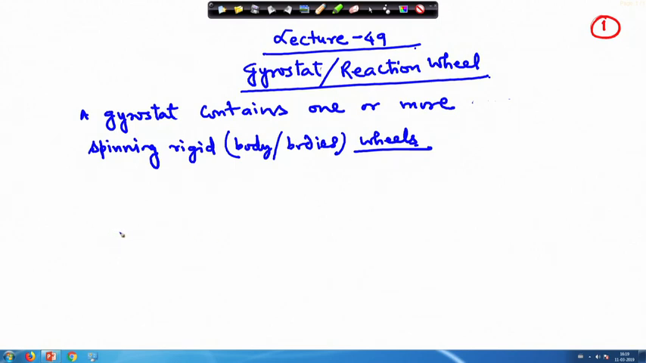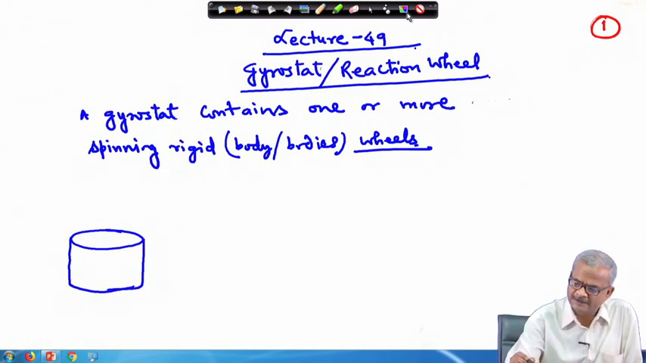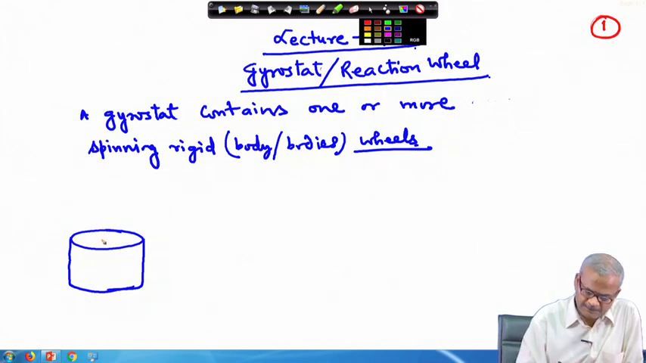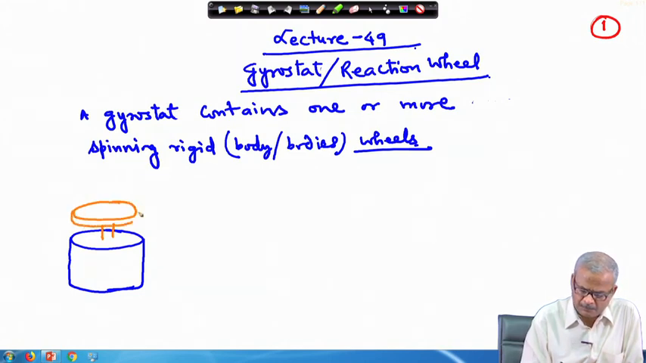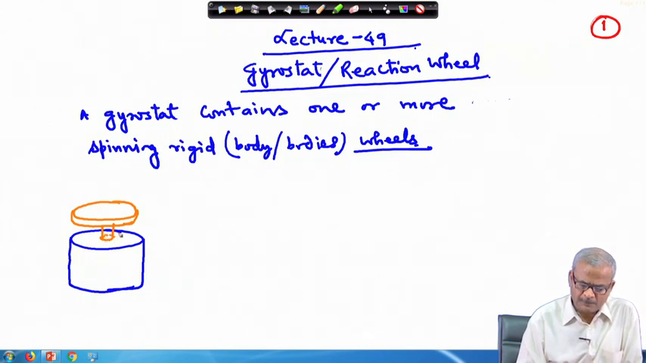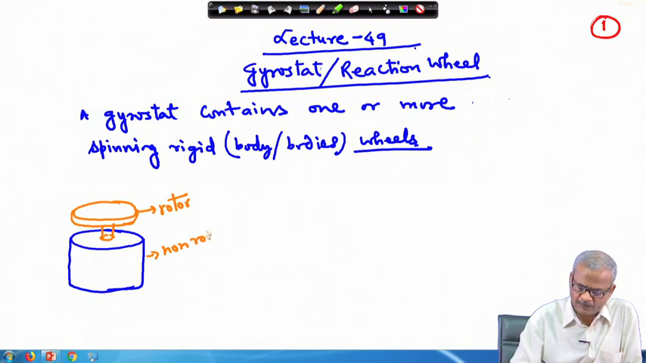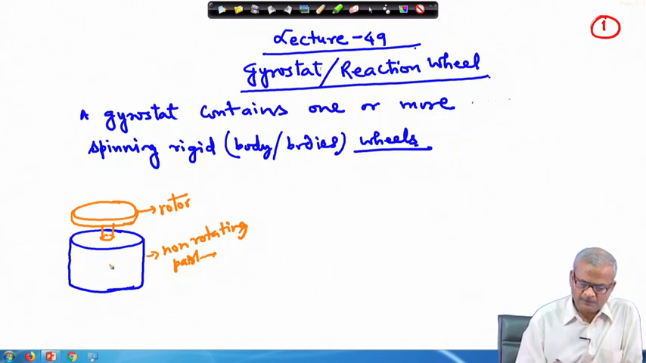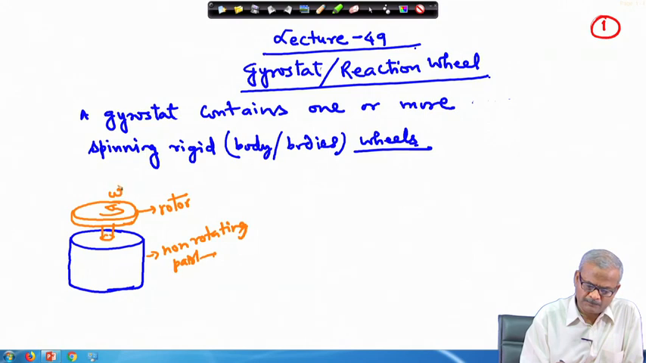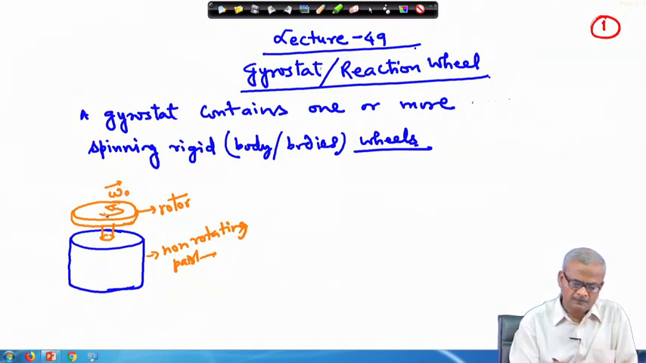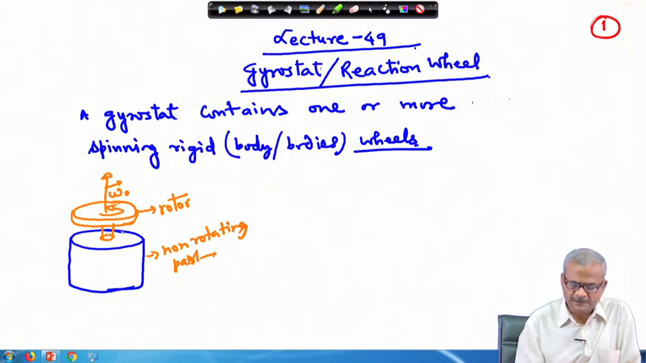Okay, so let us consider a cylindrical satellite. To this another rotor is attached. Say this is the rotor, this is the rotating part and this is the non-rotating part. About this axis, the upper part is rotating.